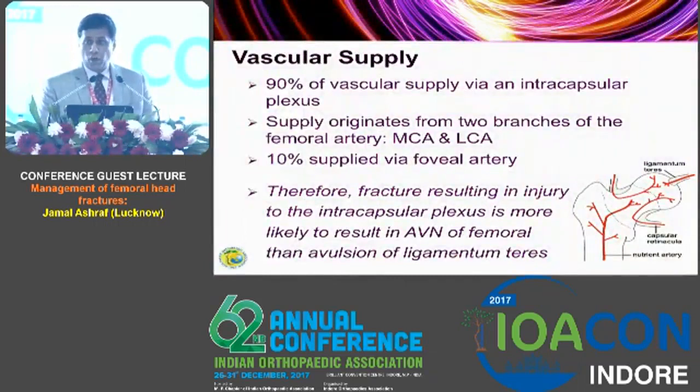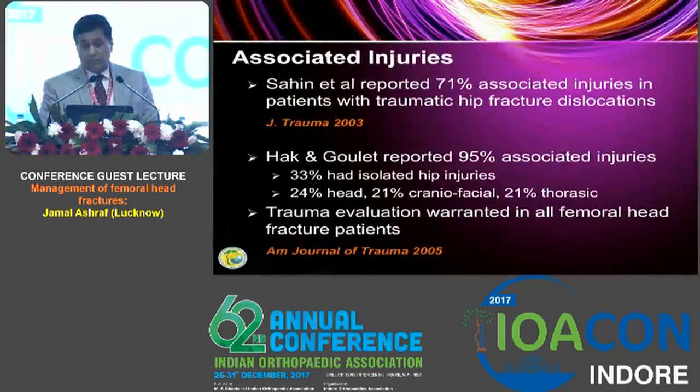Now, we're all familiar with the vascular supply of the femoral head. The interesting parts to keep in mind are that fractures that result in an injury of the intracapsular plexus are more likely to result in an AVN of the femoral head than those fractures that cause avulsion of the ligamentum teres. Now, these patients are associated with high percentage of associated injuries. Therefore, it is mandatory that we do a complete trauma evaluation to rule out other injuries in the body.